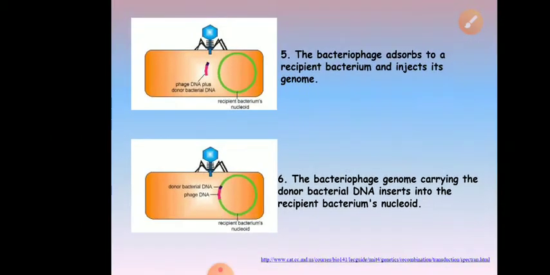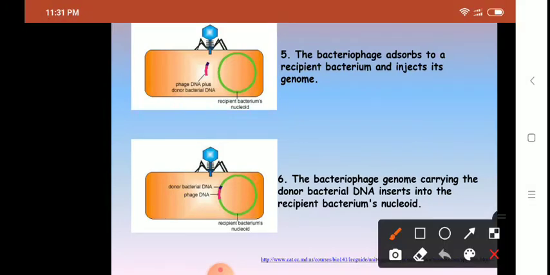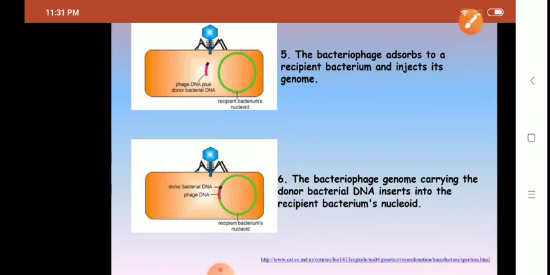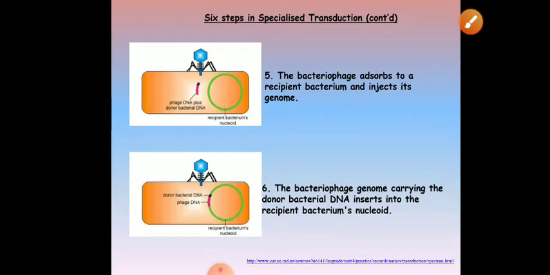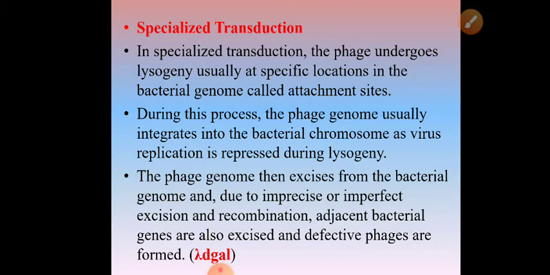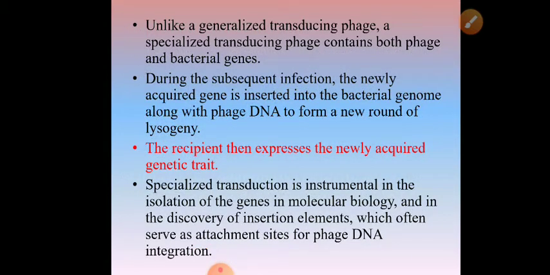That means it is having genes from donor, chromosomal genes from donor DNA. You can see here. Is that clear? So this is about specialized transduction. In specialized transduction, the phage undergoes lysogeny usually at a specific location, that is the attachment site, and if the excision or separation of the prophage from chromosomal bacterial DNA is defective, it will produce lambda D gal. The recipient cell expresses itself.